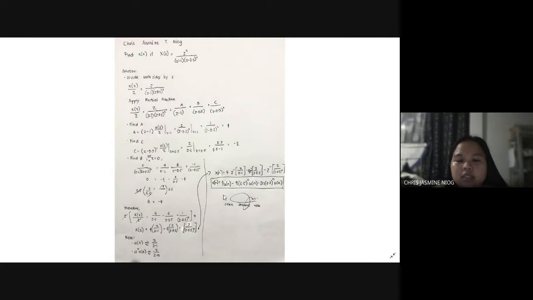And that's the inverse z transform of z squared over z minus 1 times z minus 0.5 squared. That's all. Thank you.